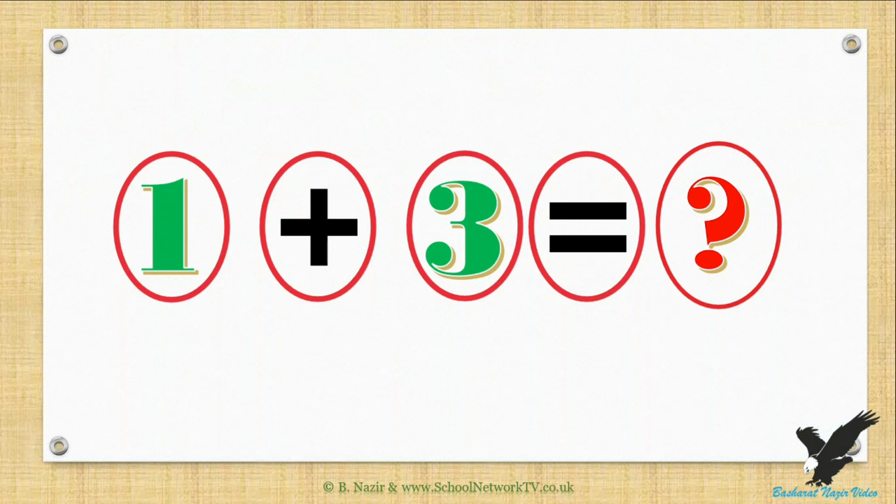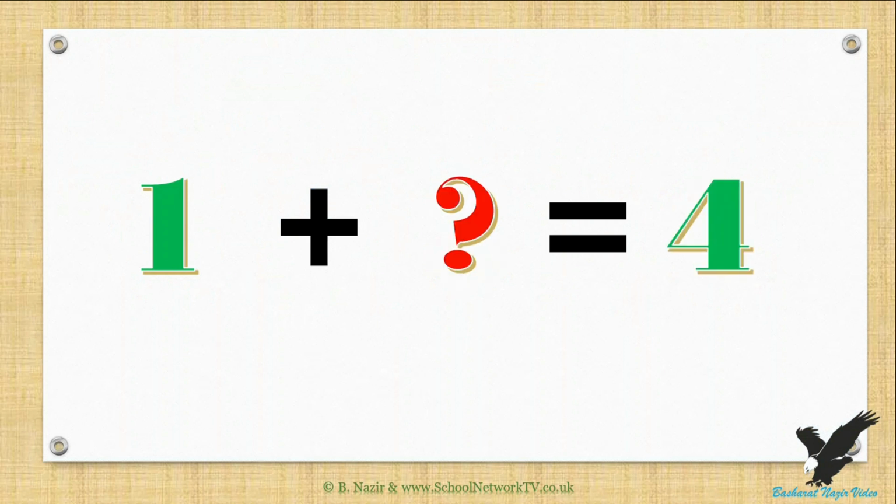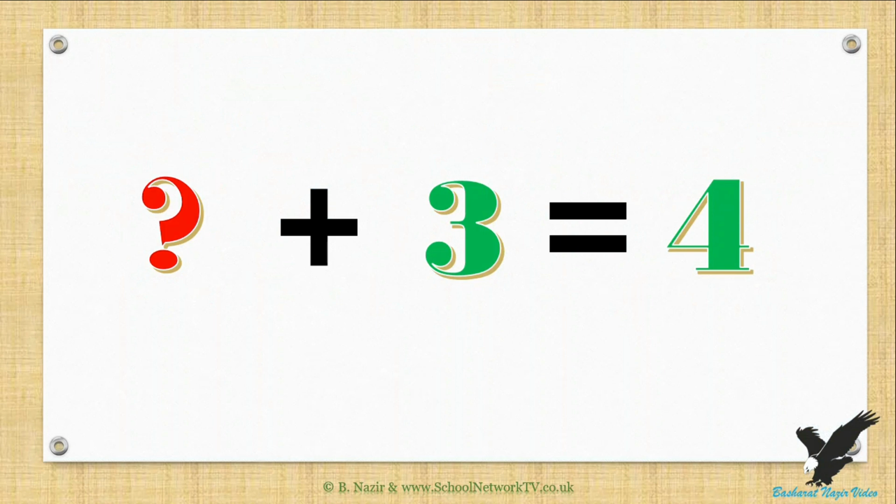Every equation will have at least one number missing, and it will be replaced by either a letter or a question mark. You have to find this number. This process of finding the number is called solving the equation. Note that both sides of the equation are in balance, or equal to each other.